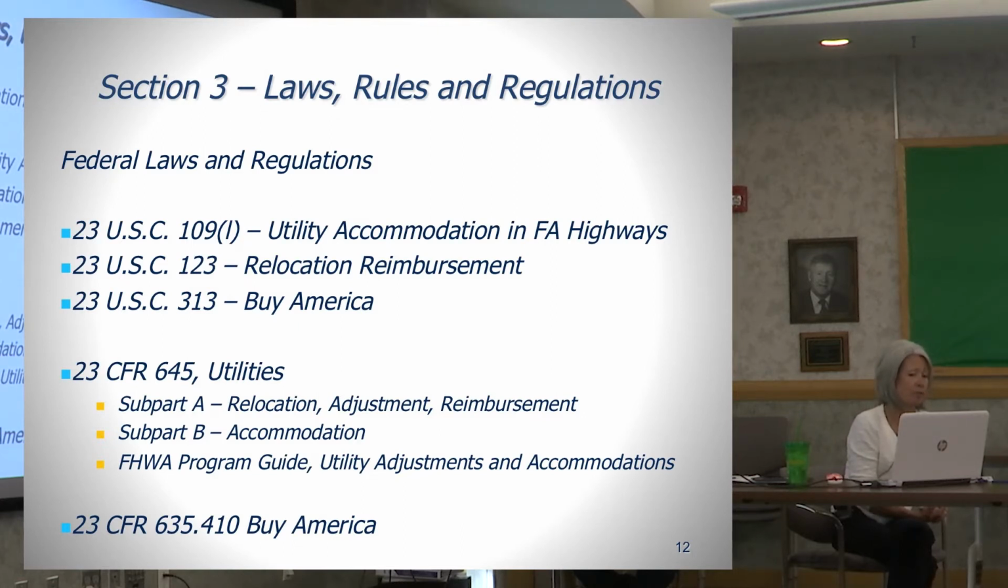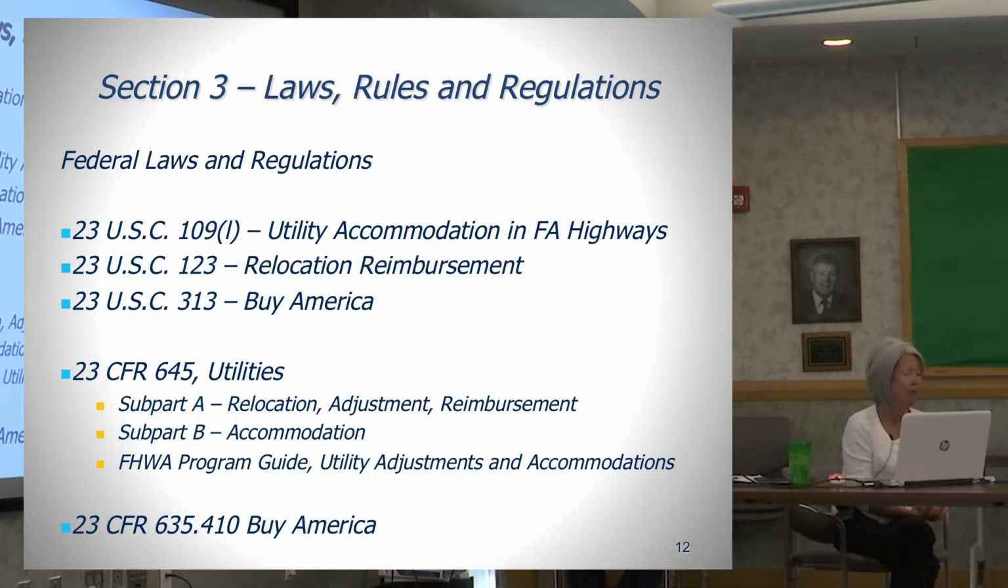Section 123 deals with relocation reimbursement. That's the section that says states can use federal funding for utility relocation costs as long as it doesn't violate any local laws. So in Utah, where we have a combination of reimbursement requirements by state code, the 50% reimbursement situation and the 100% reimbursement, because that's what our law is, then federal funds can be used as long as we're in compliance with our own laws. And then Section 313 is the Buy America code.